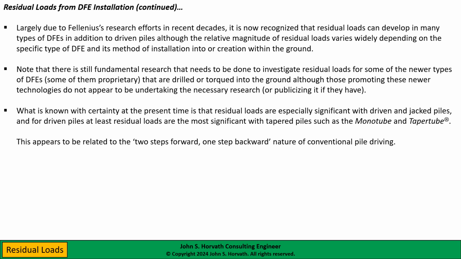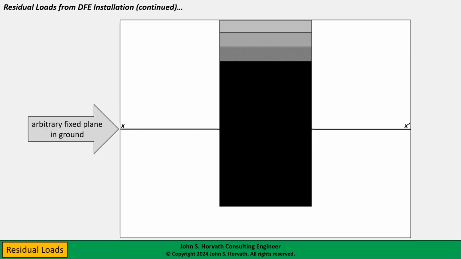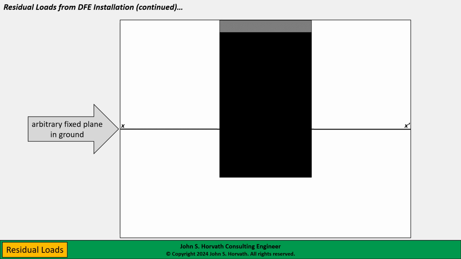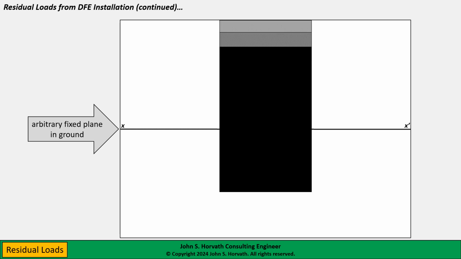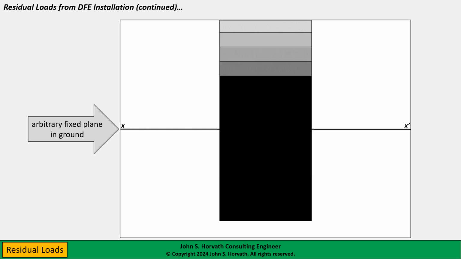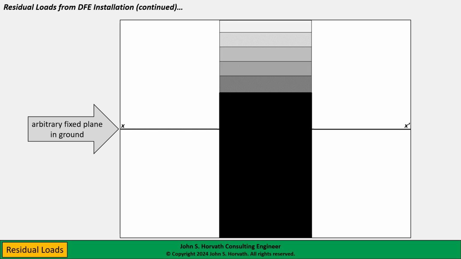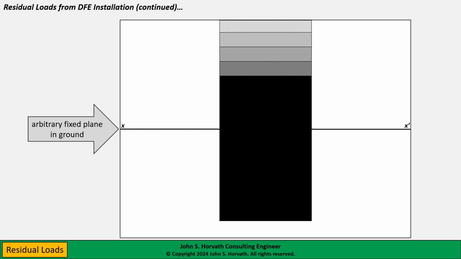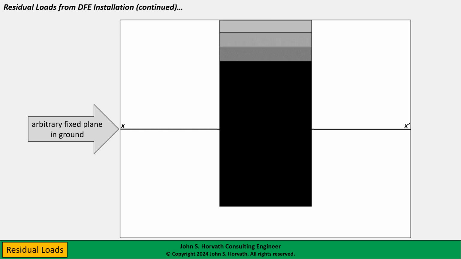I think part of the reason residual loads are so significant with driven piles is because of what I call the 2 steps forward, 1 step backward nature of conventional pile driving. This simple animated GIF just illustrates basically what happens when you drive a pile into the ground using conventional impact driving. Although there is net movement of the pile into the ground, it's not monotonic. It goes down and then rebounds with each strike of the hammer.